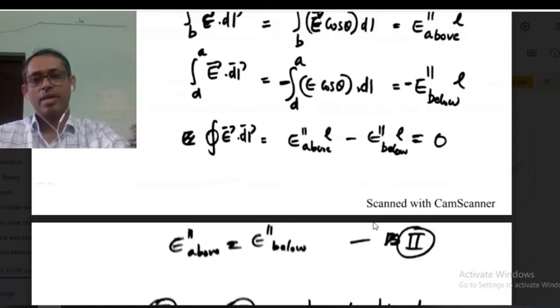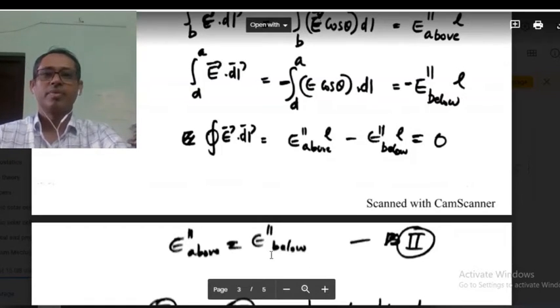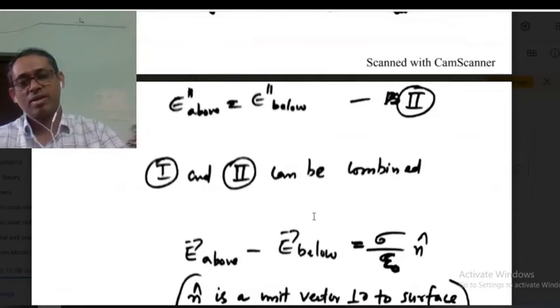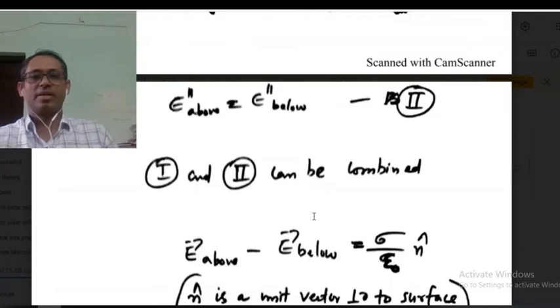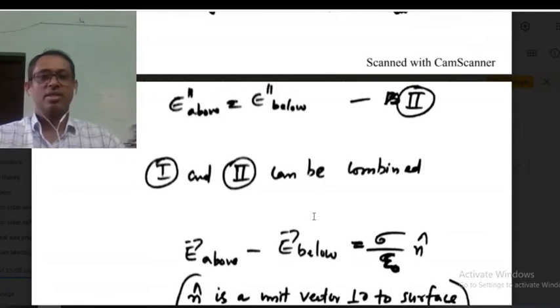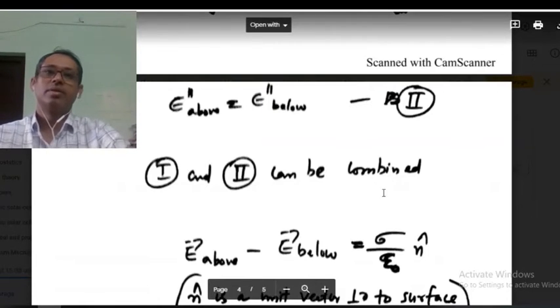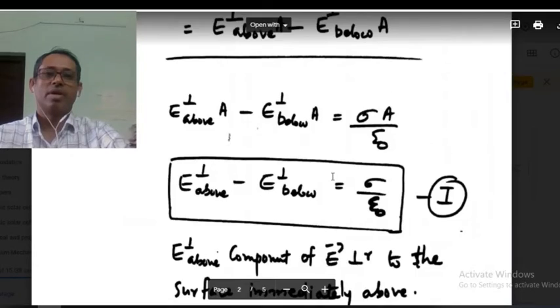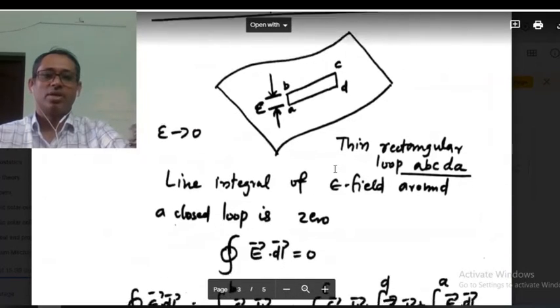So the parallel components are equal. So there it is continuous. The parallel or tangential component of the electric field is continuous. The normal component of the electric field is discontinuous. So we are combining equations 1 and 2.